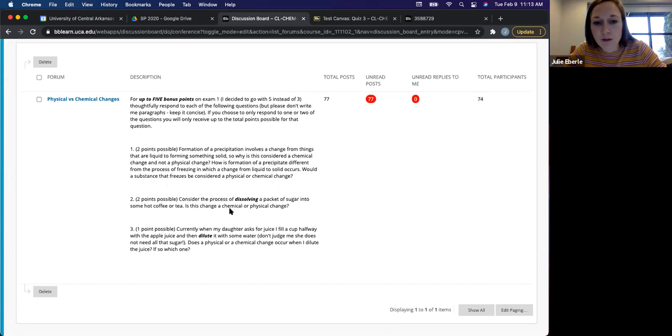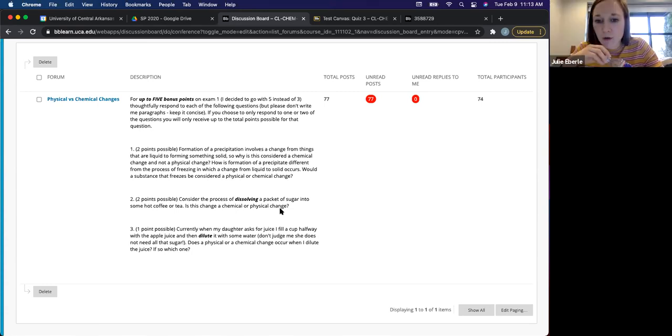Okay, number two, considering the process of dissolving a packet of sugar into some hot coffee or tea, is this change chemical or physical? Dissolving anything. Here the example is sugar and hot coffee. When something dissolves, is that chemical or physical? What do you guys think? Is that chemical?